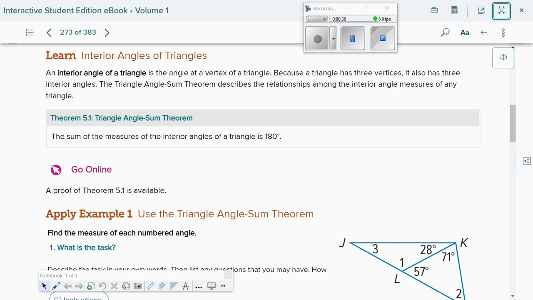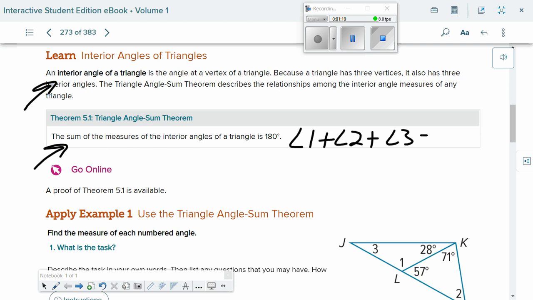Please highlight this first definition about the interior angle of a triangle, and also this theorem about the sum of the measures of the interior angles of a triangle. Add this to your notes: if I add all the inside angles of any triangle, I should get 180 degrees, okay? If you had a triangle numbered 1, 2, and 3, I should be able to use this theorem.